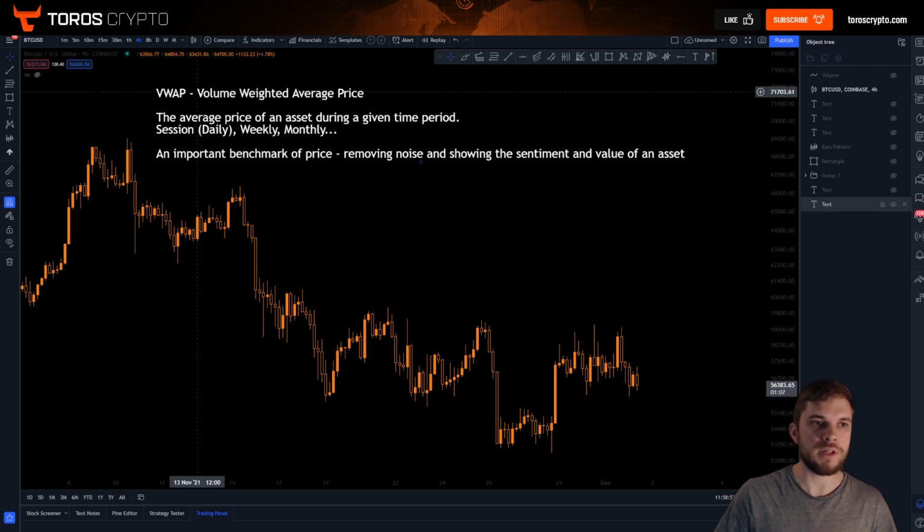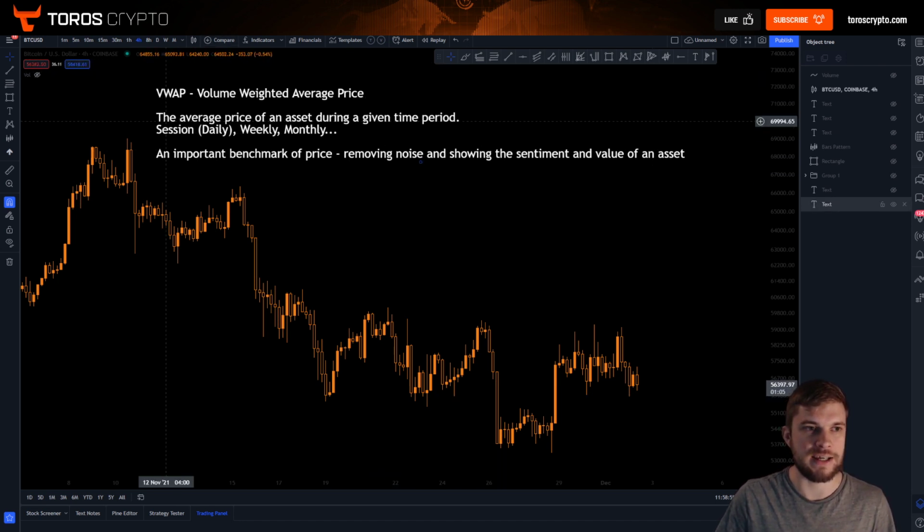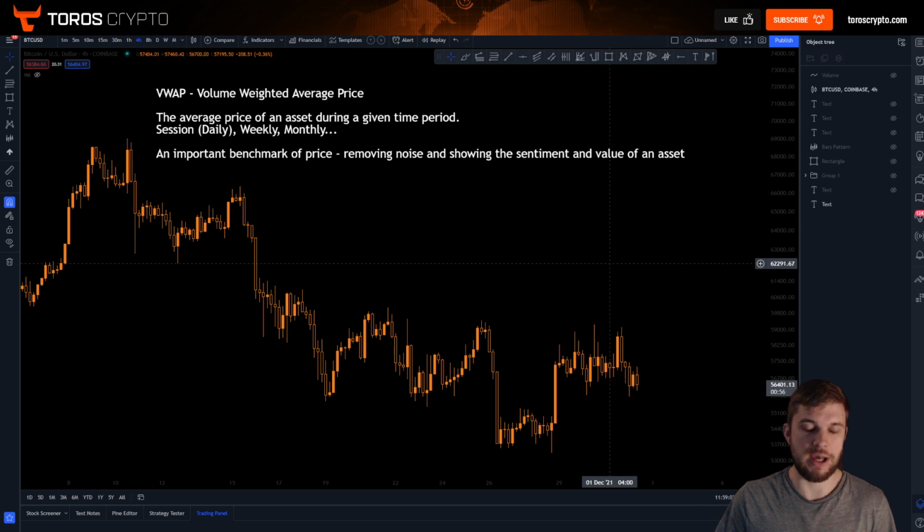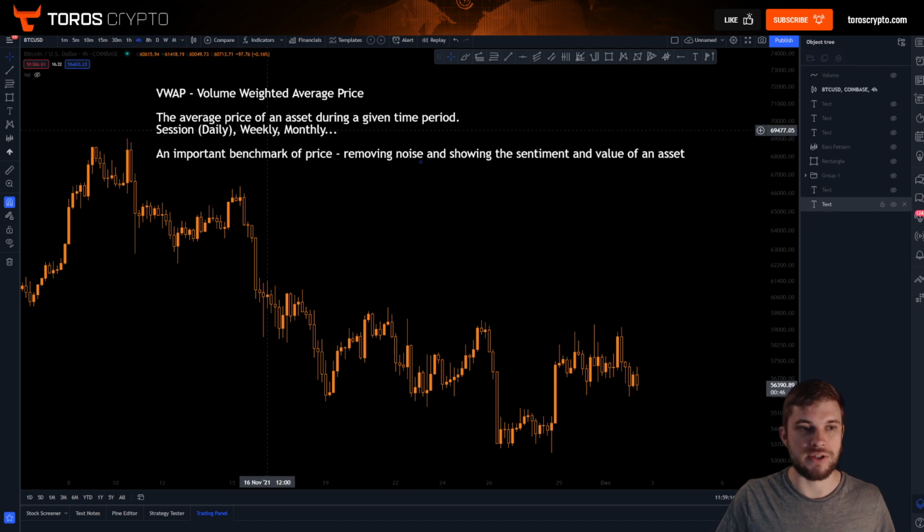particular asset. So the description really here is the VWAP is the average price of an asset during a given time period. So most commonly this is used on a session. So you get the session VWAP, which resets every single day, and it takes the average price of an asset during that day. But you can also use this on a weekly time frame.